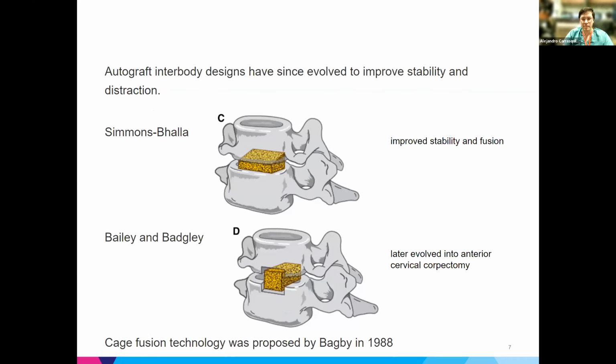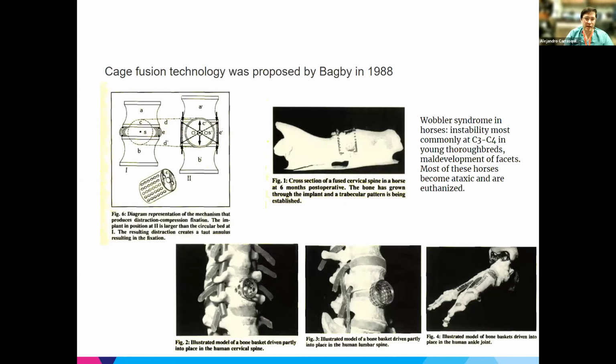And then we saw some different types of implants suggested by Simmons and Bala, more of a wedge shape that increased the distraction between vertebral bodies and improved stability and fusion. And Bailey and Bagley, much like Cloward's interbody implant, except it was more square, and this later evolved into what we know as the corpectomy. Early implants involved different types of metal cages.